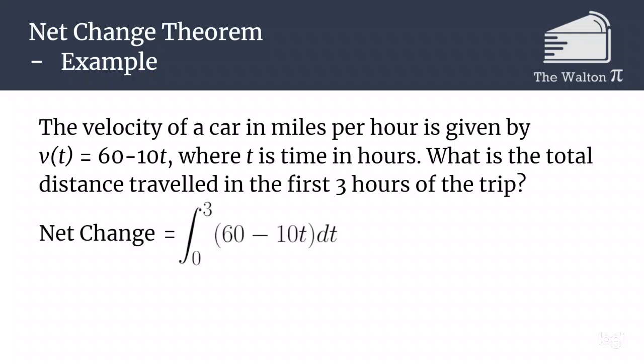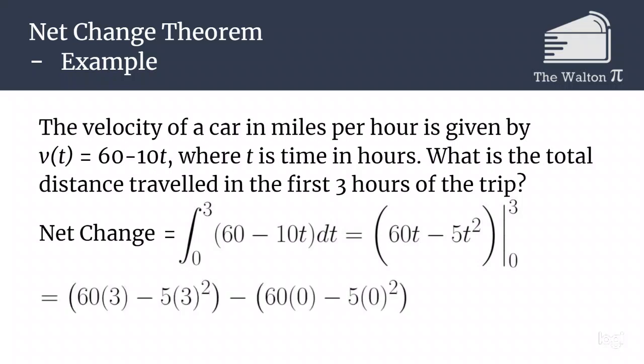The net change is equal to the integral from 0 to 3, because we start at time t equals 0 and we finish when t is 3, of velocity, 60 minus 10t. We can find the antiderivative, and one antiderivative is 60t minus 5t squared. As we talked about in the last video, it does not matter which antiderivative we use, we just need an antiderivative. So the antiderivative is 60t minus 5t squared, and we evaluate that from 0 to 3.